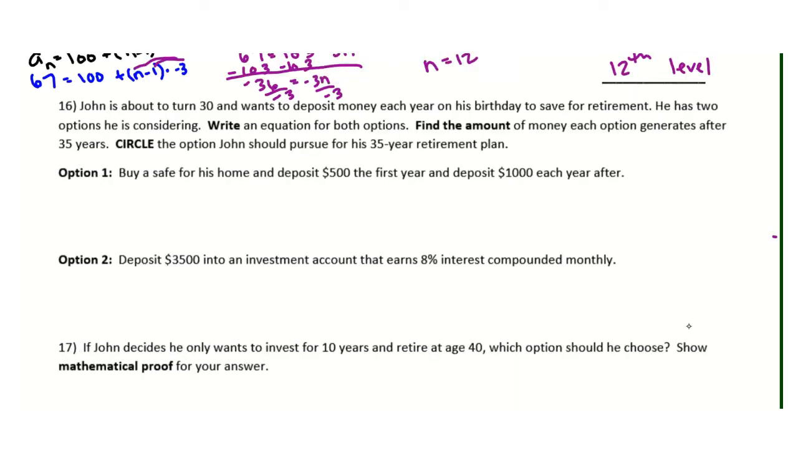John is about to turn 30 and wants to deposit his money each year on his birthday to save for retirement. He has 2 options he is considering. Write an equation for both options. Find the amount of money each option generates after 35 years. Circle the option John should pursue for his 35-year retirement plan.